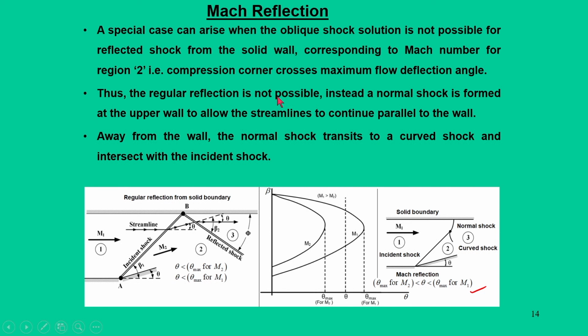Since the regular reflection is not possible, instead a normal shock is formed at the upper wall that allows the streamline to become parallel, but the very basic condition is that the streamline must be parallel to this wall. So, to maintain these parallel conditions, a situation is formed where a normal shock, close to normal or a very strong shock, is formed. So, away from the wall, the normal shock transits to a curved shock and intersects with an incident shock.